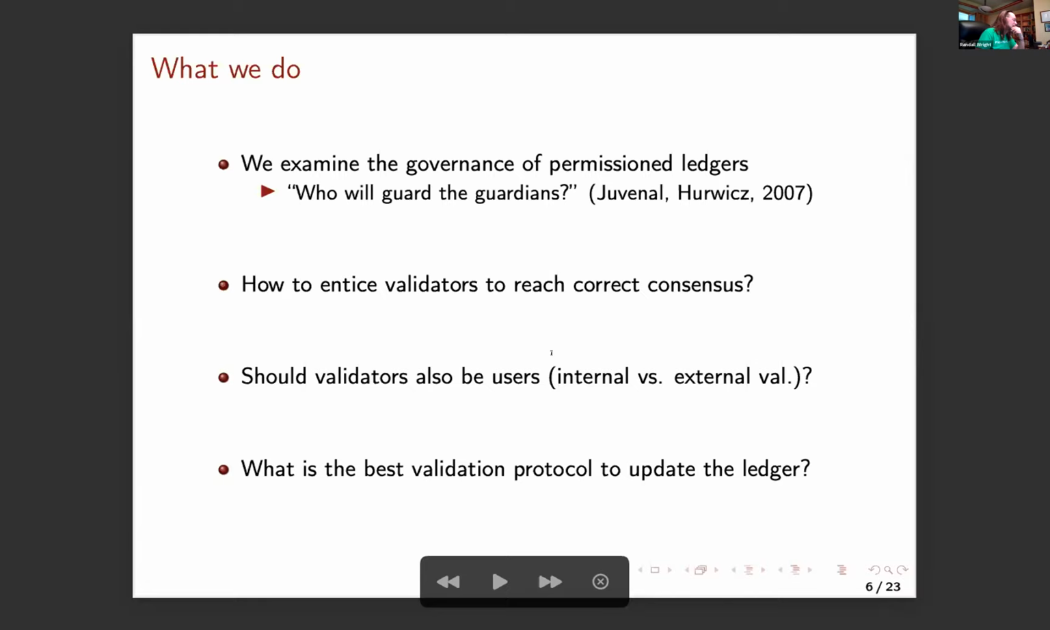Now, in this paper, we take it as given that you want to operate a private and permissioned ledger, but it could be that a public permissionless one is better, okay? But I'm not going to take a stance on that at the moment. And then the last question is, what is the best validation protocol to update the ledger? So basically, how many validators do you want? And what type of decision protocol should be used in order to update this ledger?